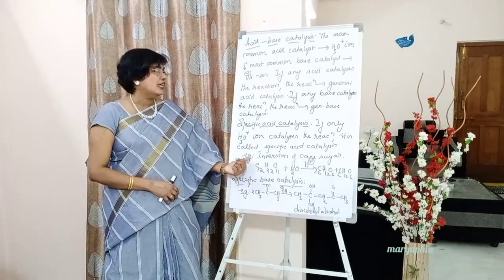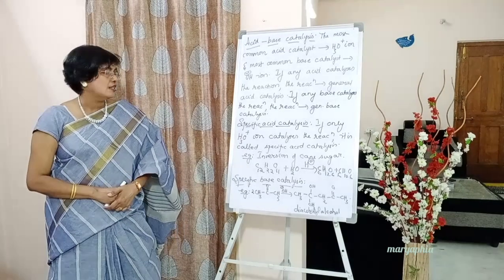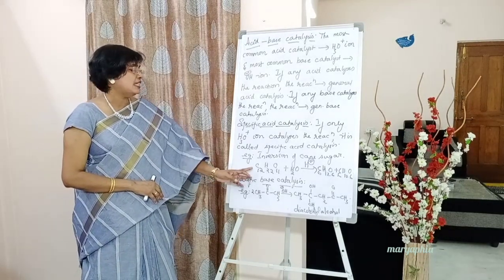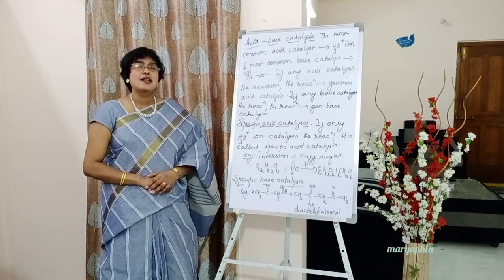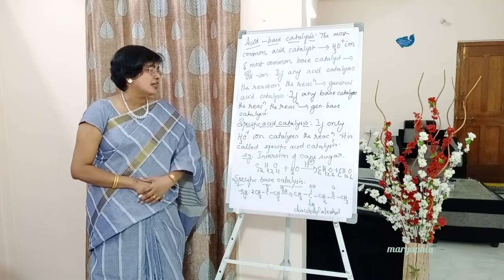Example, write down, inversion of cane sugar. So just before we have seen C12H22O11 plus H2O. This is cane sugar, sucrose.